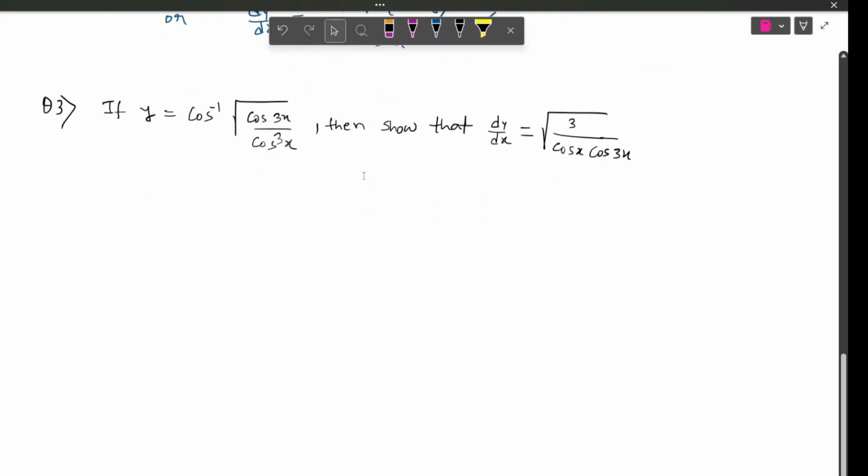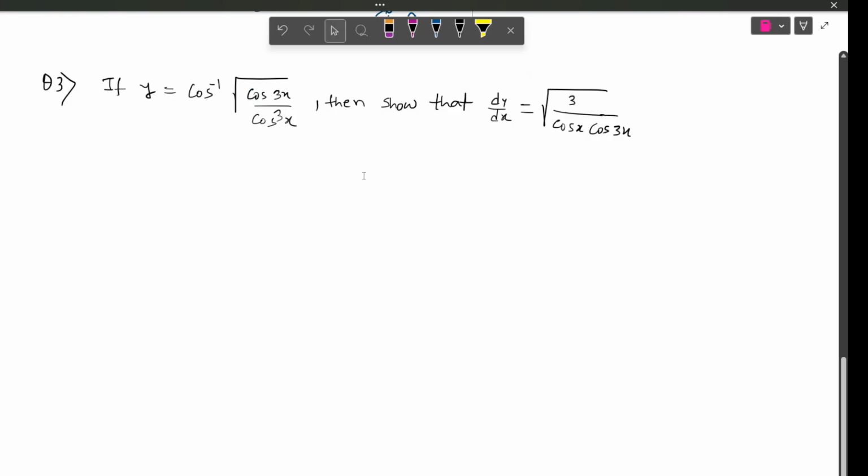Now let us see another problem here. Here, if y equals to cos inverse root under of this thing cos 3x by cos cube x, then show that dy by dx equals to this root under 3 by cos x cos 3x. Let us see the solution of this thing. Here y equals to cos inverse root under cos 3x by cos cube x, right?